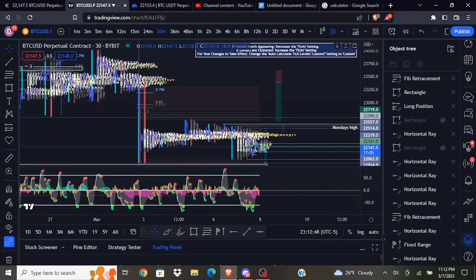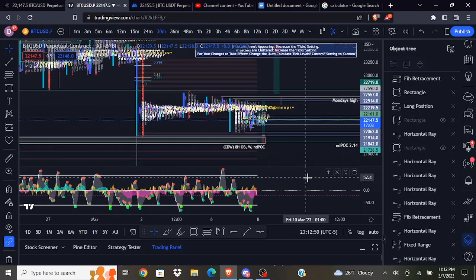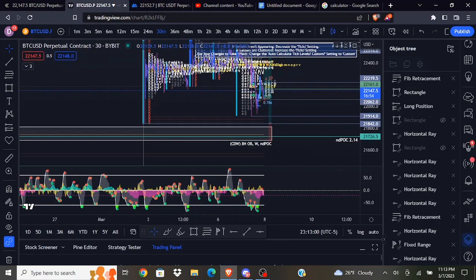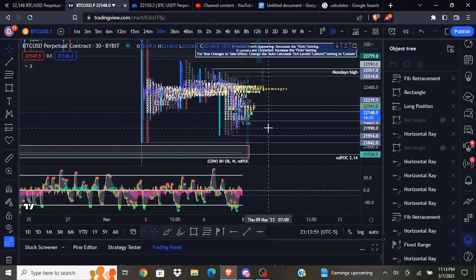So yeah, basically the way I like to use these is I like to look for single prints at a key area I'm looking at. I'll just look for extra confluence. For example, down here, we have single prints right below this low, which we could SFP, fill those single prints. That's just an idea I found right there. This is actually a case of us coming down and filling some single prints, but not all of them, because you can see we had some that we filled with this wick. So yeah, that is how you mark out single prints.